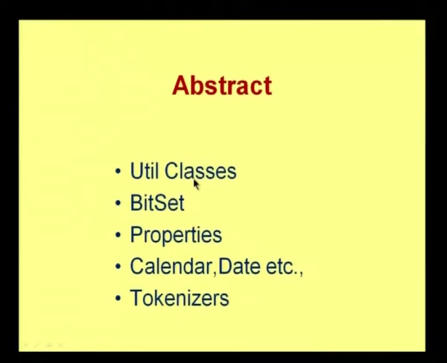The collection framework is used to store a collection of objects. It is a data structure which could store many objects as a collection, and it can process them. As a continuation, we will continue with the other set of classes available in your util package, which are very important for Java application development. First we will look at util classes such as bitset. We will see properties, calendar, date, and also tokenizers.